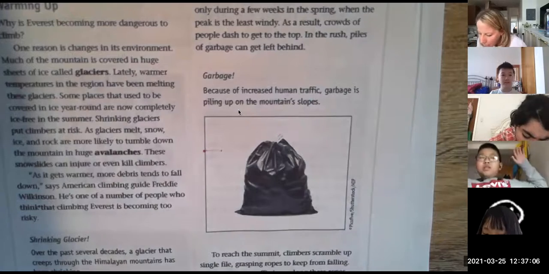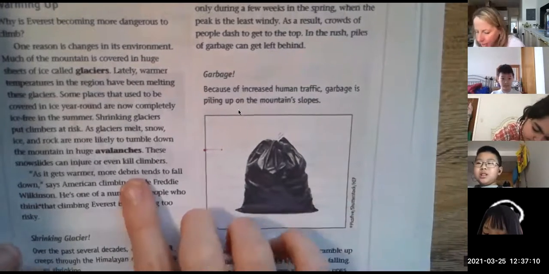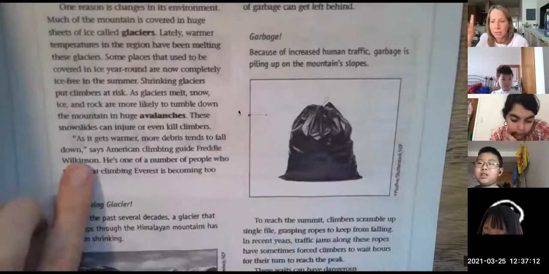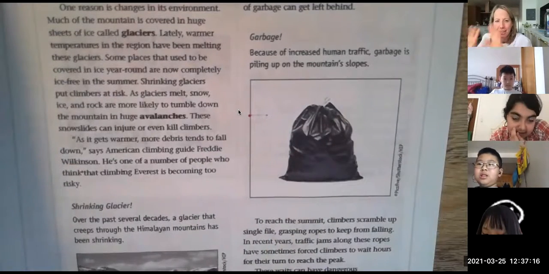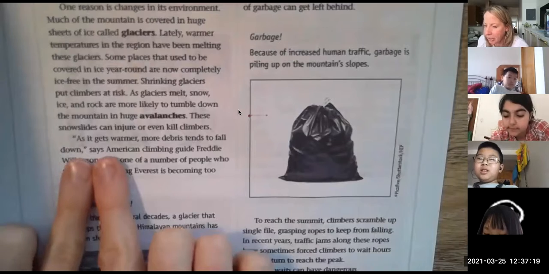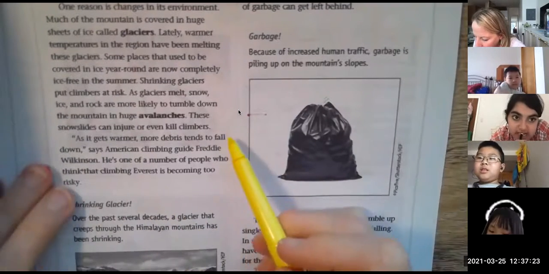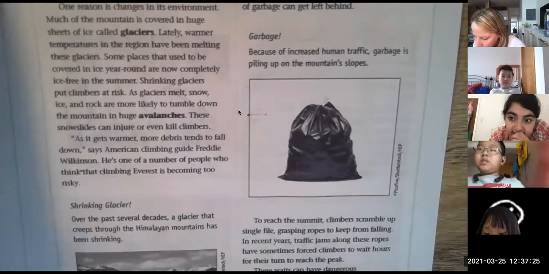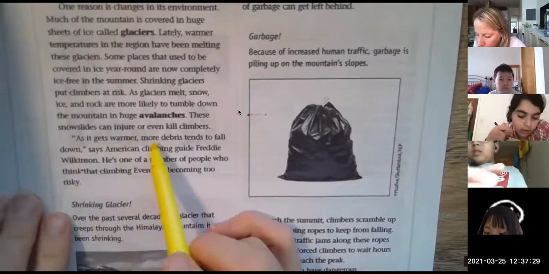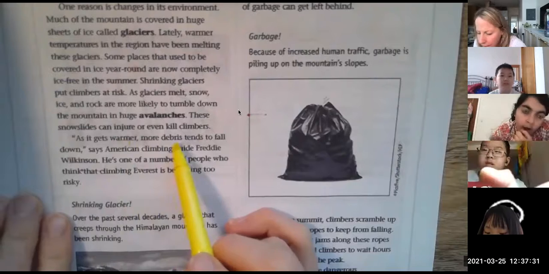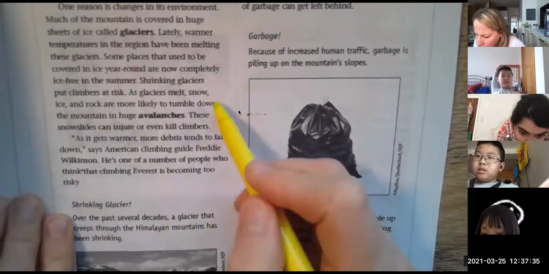Oh, that wasn't the word I was looking for. Sorry, teachers. Ignore that. Fifth graders, ignore that. I did the wrong one. This is the one I had planned for. Let me go back. The part I was looking for is, as it gets warmer, more debris tends to fall down, says American Climbing Guide.